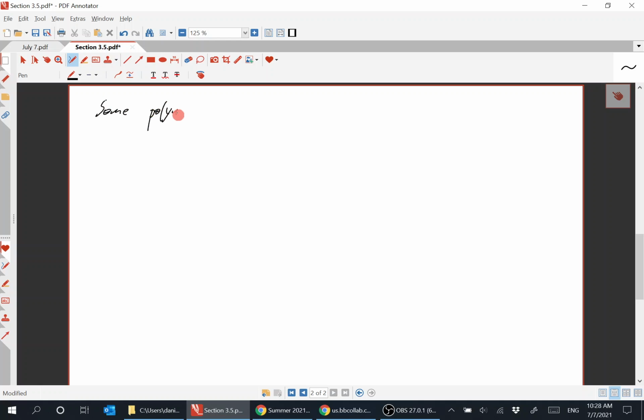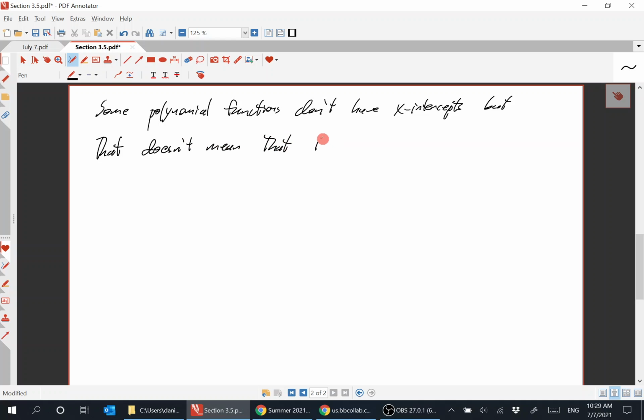So some polynomial functions don't have x-intercepts, but that doesn't mean that it doesn't have roots in some other number system.